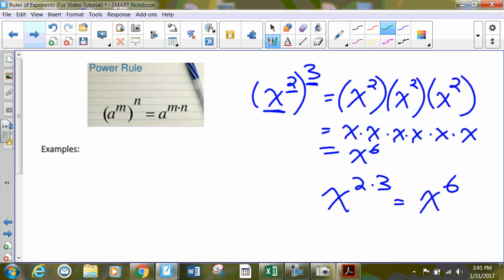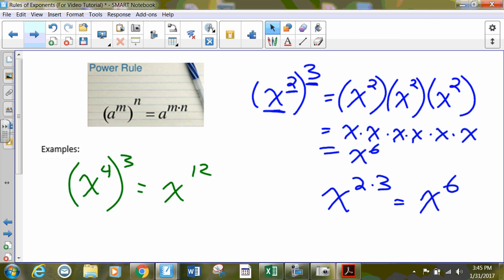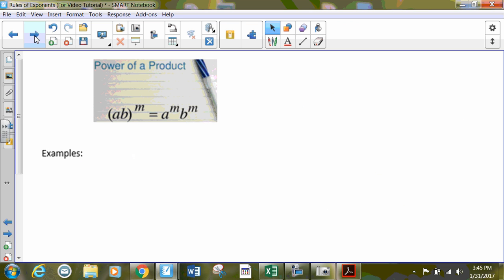I guess we could do an example besides that. x to the fourth raised to the third is going to give us x to the 12th. Of course, we could have fractional exponents, but for this quick basic review, we're not going to talk about that at the moment. All right, let's see, power of a product.